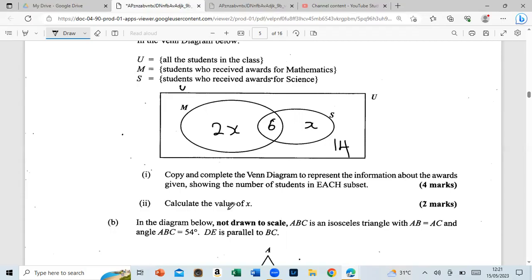Alright, it says calculate the value of x, for a further 2 marks. So what I would do is use the information given: 2x plus 6 plus x is equal to 36. They did tell us that it is either, right? So we add this now, 2x and x, that's 3x plus 6 equals 36. Alright, so we subtract 6 from both sides. 36 subtract 6 gives us 30.